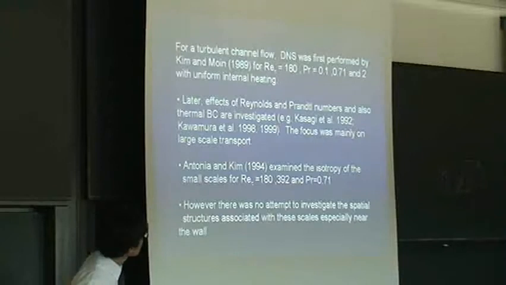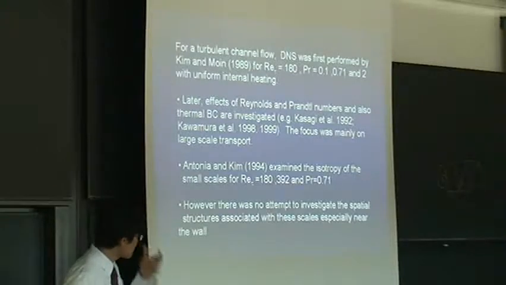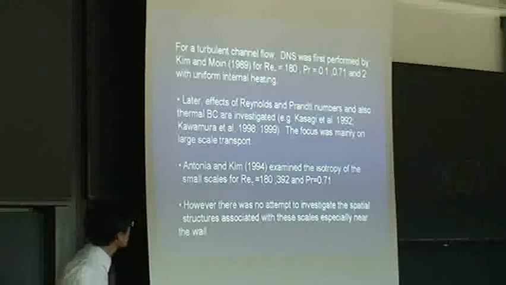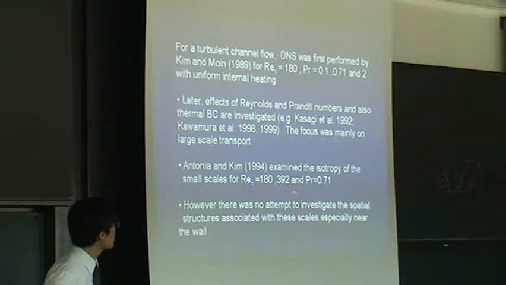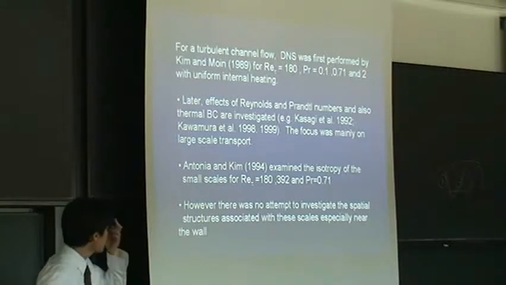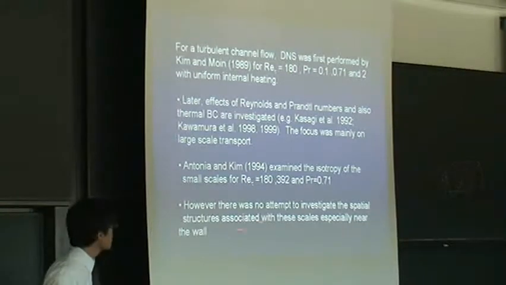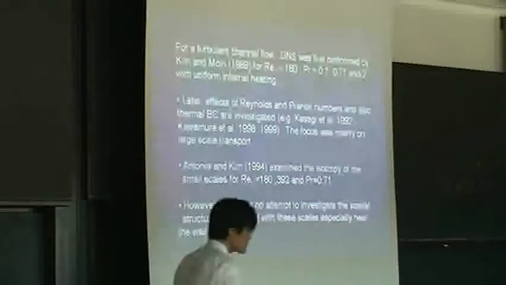In the previous studies, the focus was mainly on the large scales. As for the small scales, Antonia and Kim examined the isotropy for two friction Reynolds numbers and Prandtl number 0.7. However, there was no attempt to investigate the spatial structures associated with these small scales, especially near the wall.